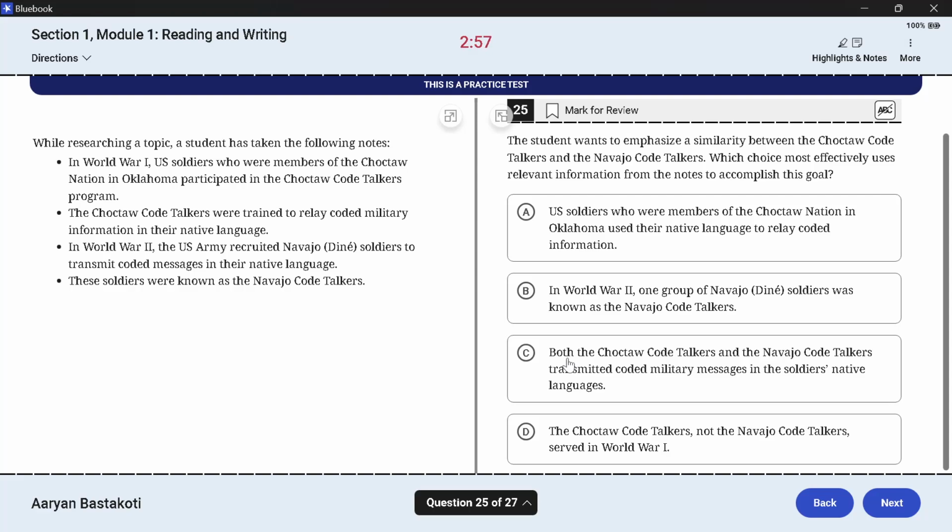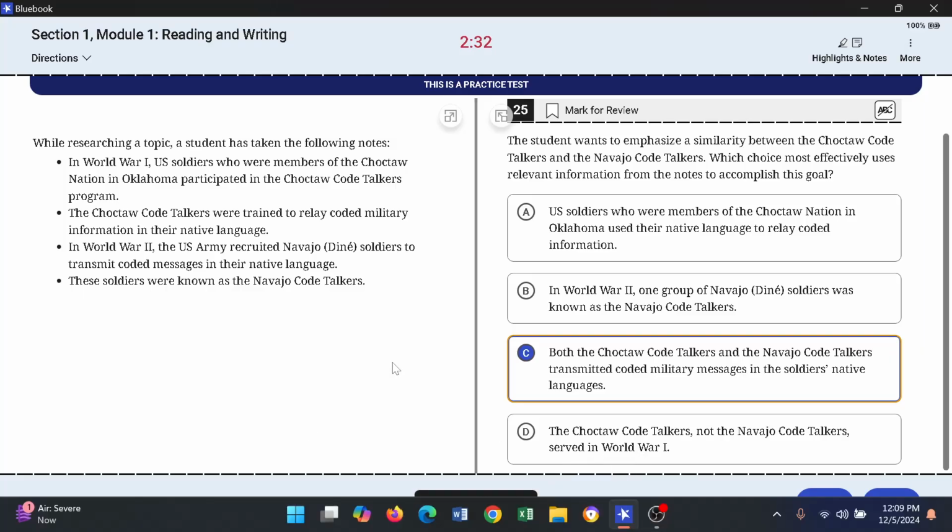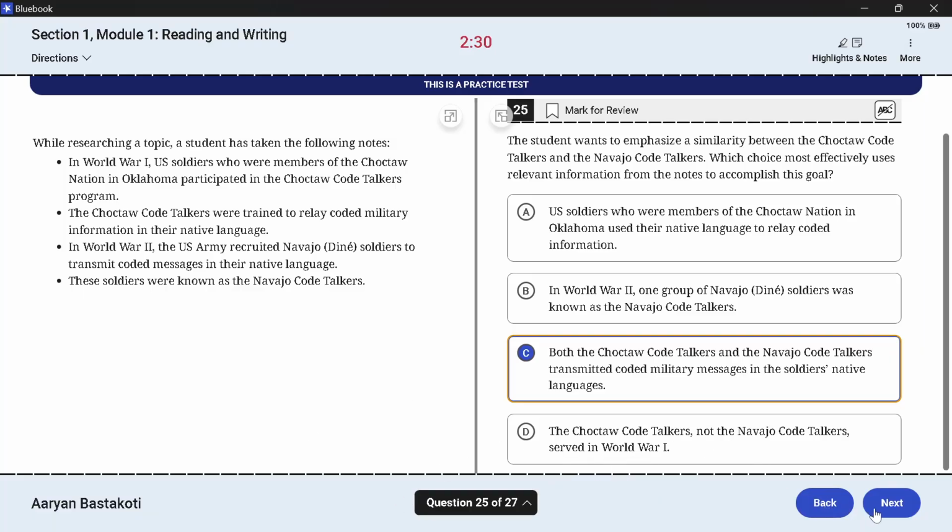In the first set, like in part one of English, the questions are easy. So if you see the obvious ones, they are more likely to be correct. But in the second part, you need to be more careful with these types of options. But since it starts with both and we're asked similarity, this feels like the right answer. Let's check the rest. The Choctaw code talkers, not Navajo code talkers, served in World War One. Okay, this is not a similarity, it's more of a difference.